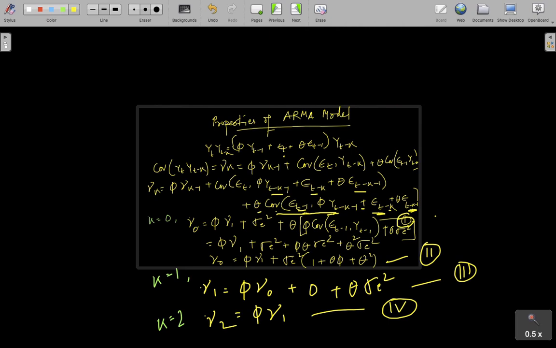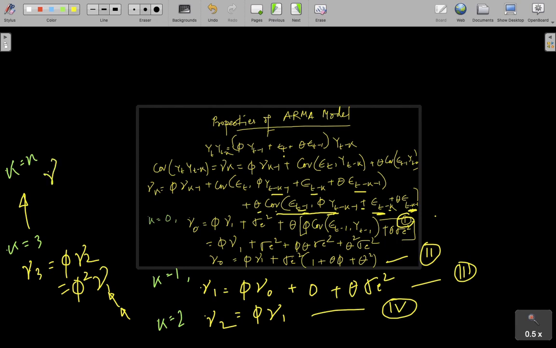Now, if I keep on increasing the value of k, let's write k equal to 3. Then I will have gamma 3 equal to phi into gamma 2, which means phi square gamma 1. Using this generalization, if I have k equal to n, I can write gamma n is equal to phi to the power n minus 1 into gamma 1. And we can solve for gamma 1 by using equation 2 and equation 3. If we solve this, we will get gamma 1 and gamma 2.